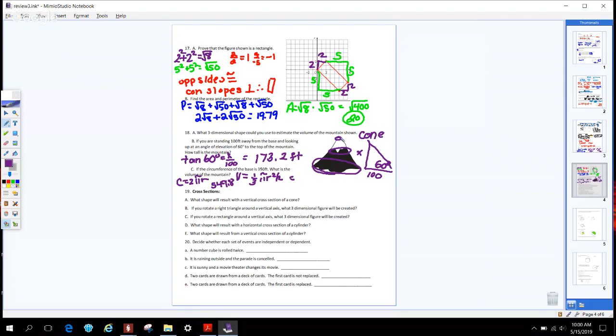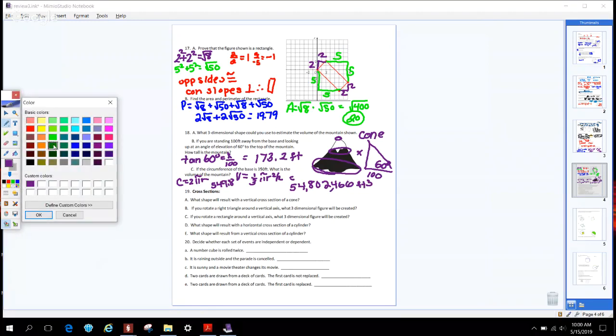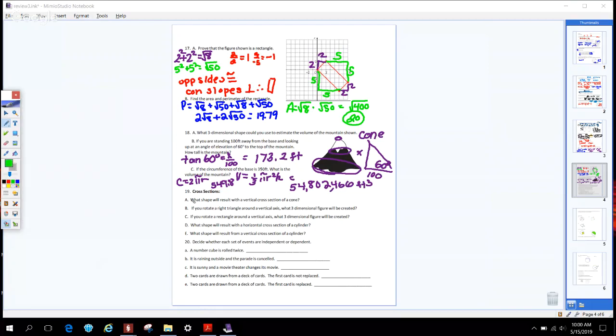But then we just plug everything in. When you plug everything in, the height is 173 times pi divided by 3. Yeah. So this whole thing is going to end up being this ridiculously long number. So the volume is 54,802,466. It's a big number. That's why when I knew one of those questions was a big number, that's why I had to do a double take.